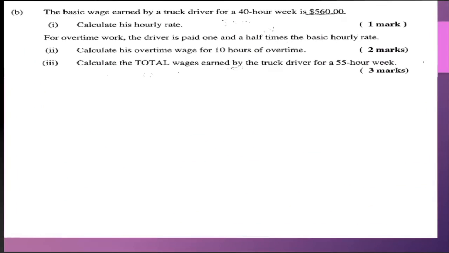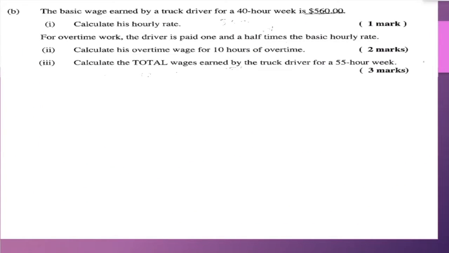The basic wage earned by a truck driver for a 40-hour week is $560. Calculate his hourly rate. That's the first part. Then, for overtime work, the driver is paid 1.5 times the basic hourly rate. Calculate his overtime wage for 10 hours for overtime. Then, calculate the total wages earned by the truck driver for a 55-hour week.